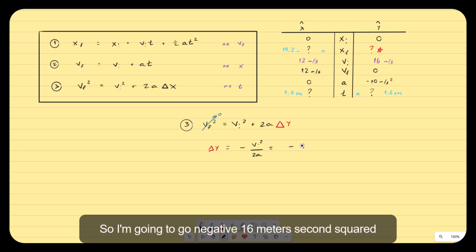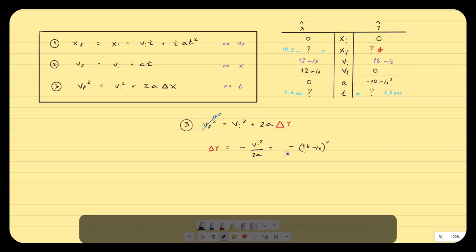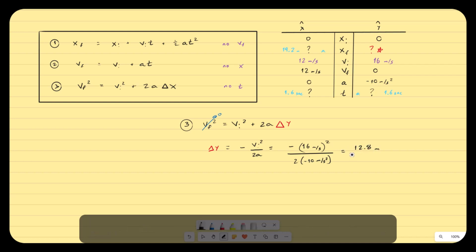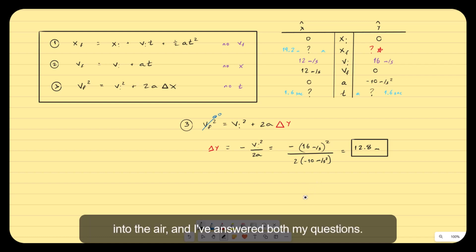So I'm going to go negative 16 meters per second squared over 2 times negative 10 meters per second squared. 16 squared is 256, over 2 is 128, divided by 10 is 12.8, and my minuses cancel. I'm going to go 12.8 meters into the air, and I've answered both my questions.